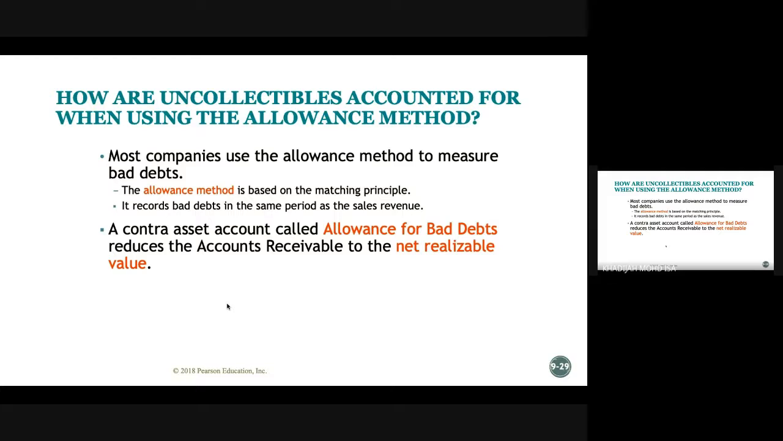Under this method, you're going to create one account which is called allowance for bad debts. This allowance for bad debts will reduce your accounts receivable to the net realizable value. The term net realizable value means how much is collectible from the customer after taking into account some allowance.